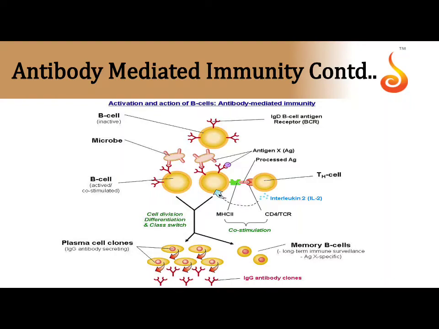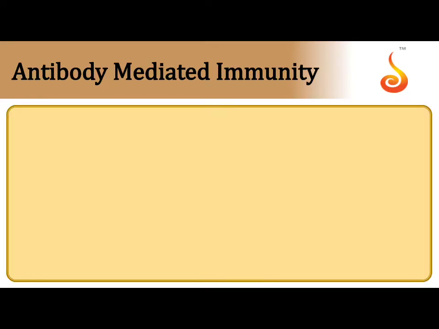Antibody mediated immunity can be explained in a given process. Now we know there are two cells in this immunity. One happens to be T helper lymphocyte and the second happens to be B lymphocytes.